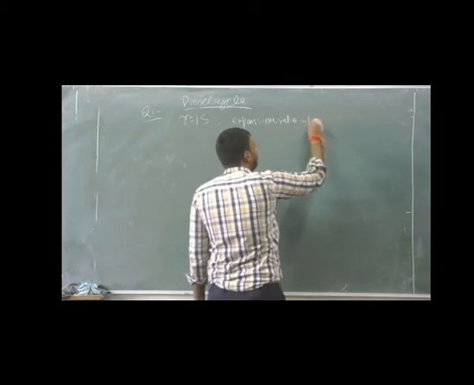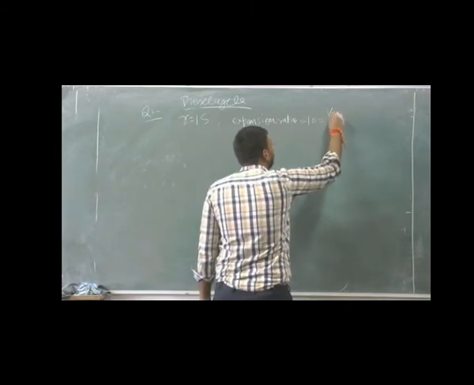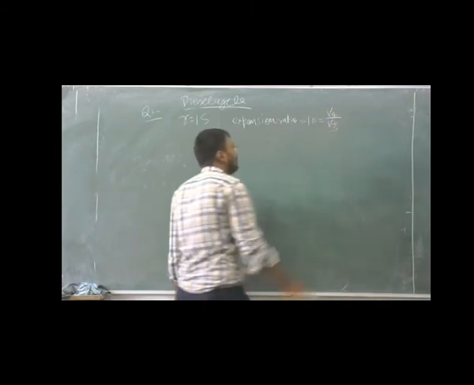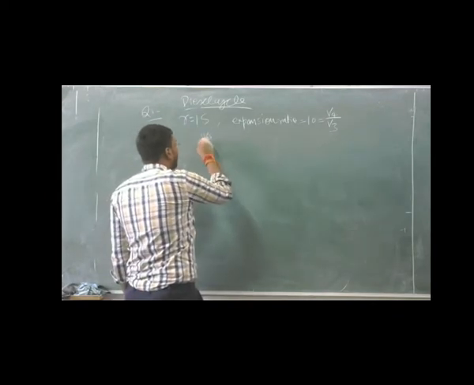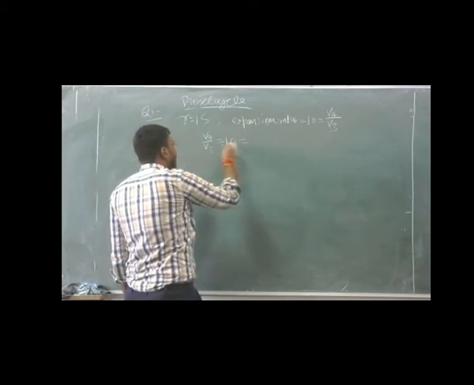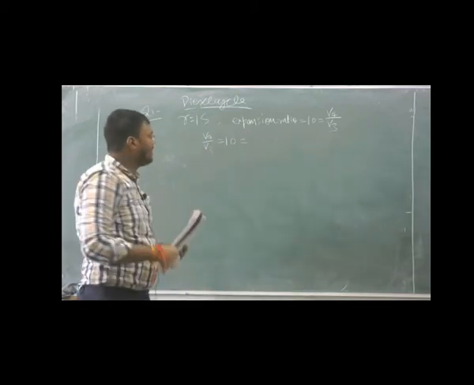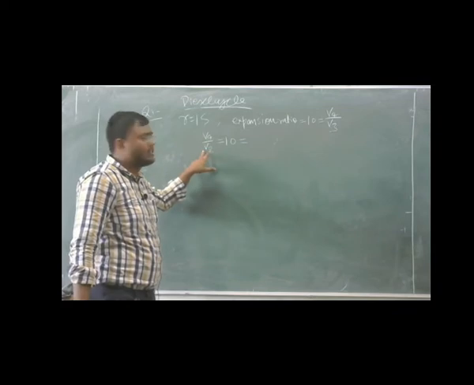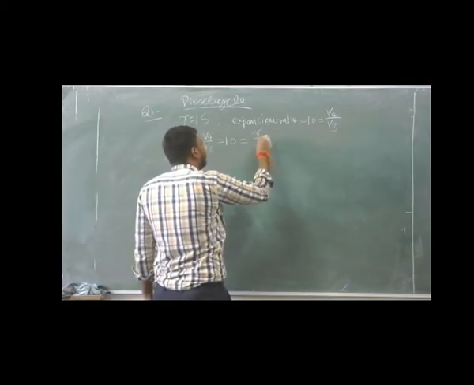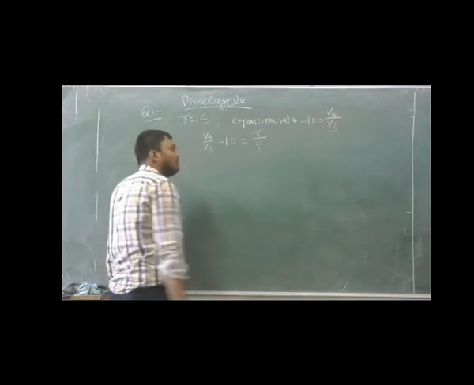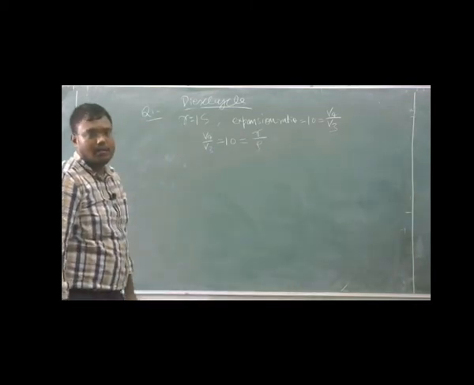So expansion ratio means V4 by V3. If you remember this value, V4 by V3 is given equal to 10, and we have calculated the value of V4 by V3, which comes equal to r by rho. Remember this value.